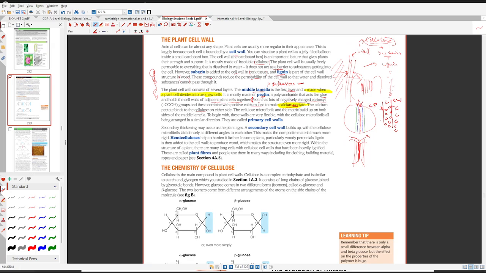Okay, and if you want to know how calcium pectate is formed, as described earlier, just imagine COOH groups and calcium ions binding together. Pectin has the COOH group, so pectin and the calcium ions, specifically within the pectin, are going to be your negatively charged COOH groups.